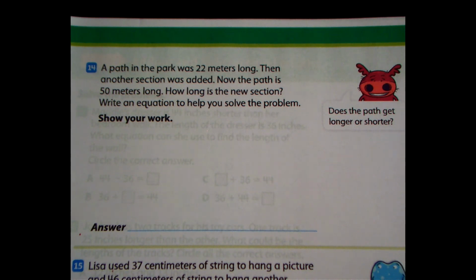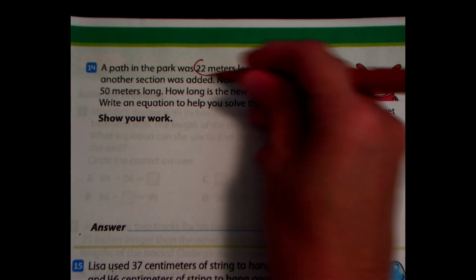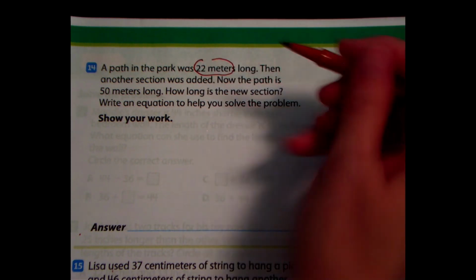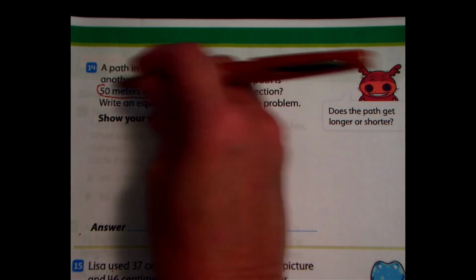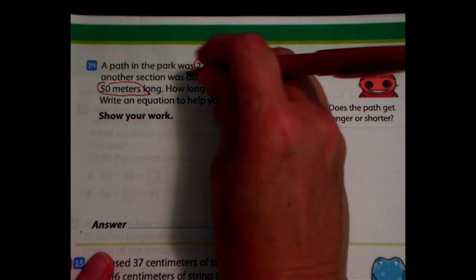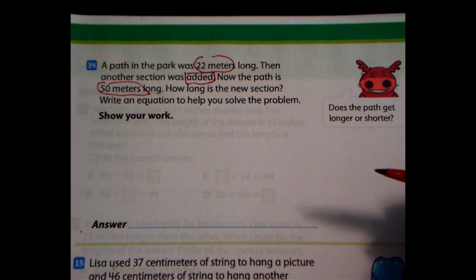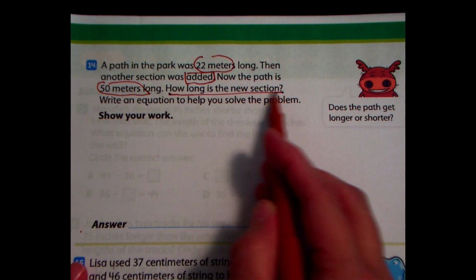So let's go ahead and circle our numbers. We have 22 meters, 50 meters. Okay, let's look up some keywords. We had a section was added. That should be telling us exactly what it is we have to do. Let's underline our question. How long is the new section?